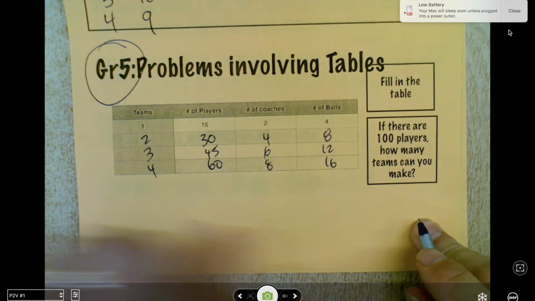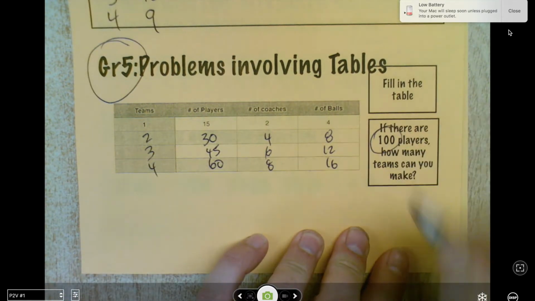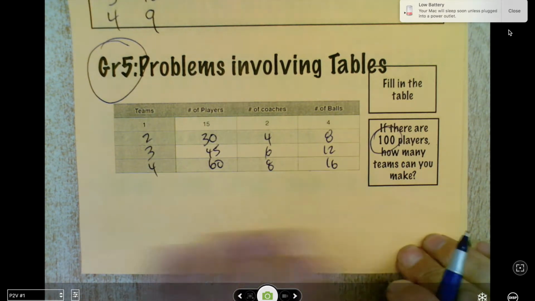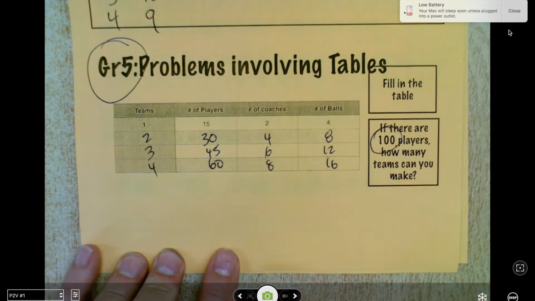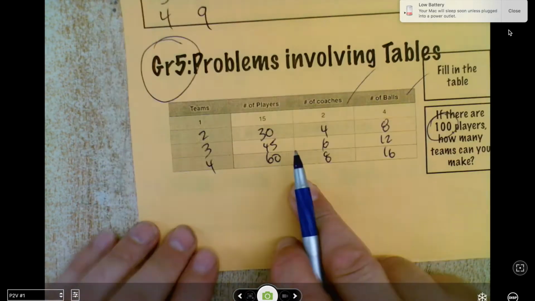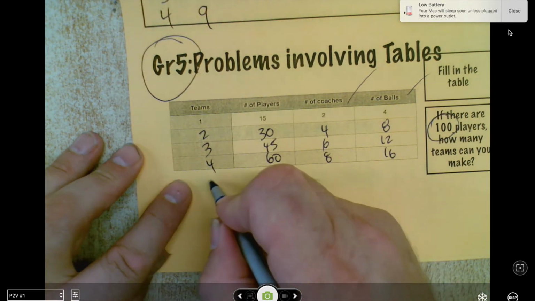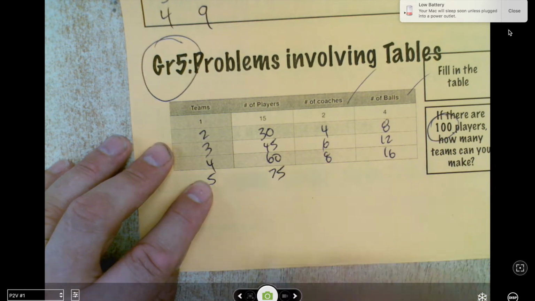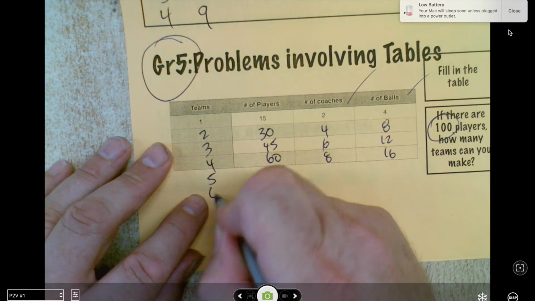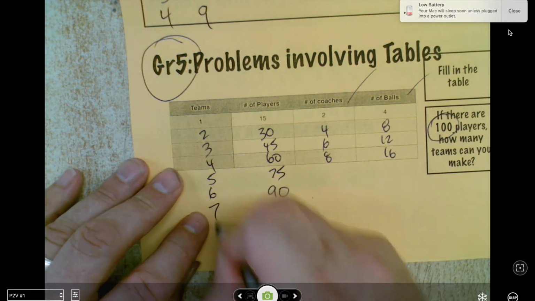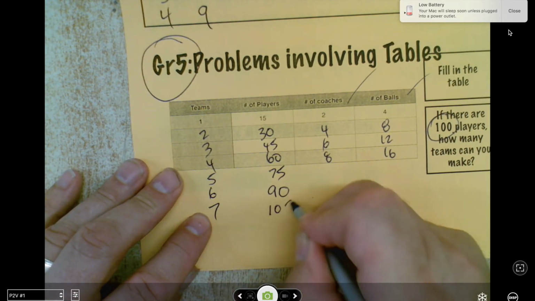So usually they ask you to add a table, but then they'll ask you, well, if you have 100 players, how many teams can you make? Really, for something like this, it doesn't ask me about coaches, doesn't ask me about balls, but it does ask me about players. One way to do this is just keep going. 5 teams will make 75. I'm not there yet. 6 teams will make, I need 90 players. And 7 teams will give me 105 players.